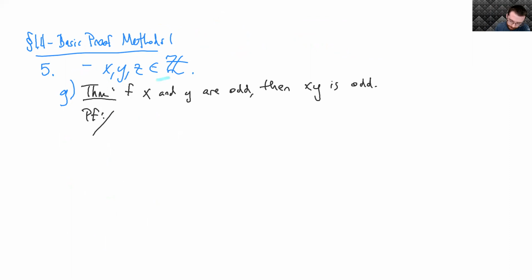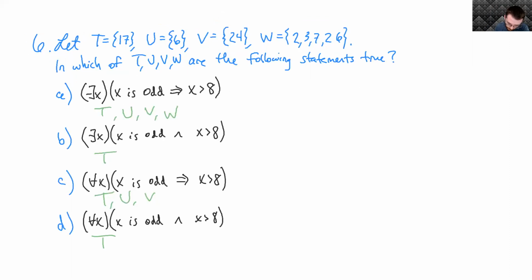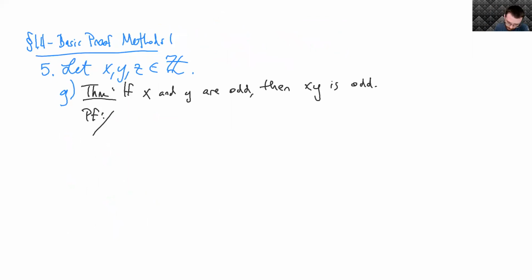All right, in problem 5, I'm working in the universe of integers, and I'm saying if X and Y are odd integers, their product is odd. Okay, we saw a couple proofs like this in section. So I advise you to pause the video here and try to do it yourself. You should be able to by this point. So pause and then come back. The proof should look something like this. I'll say let X and Y be odd integers.